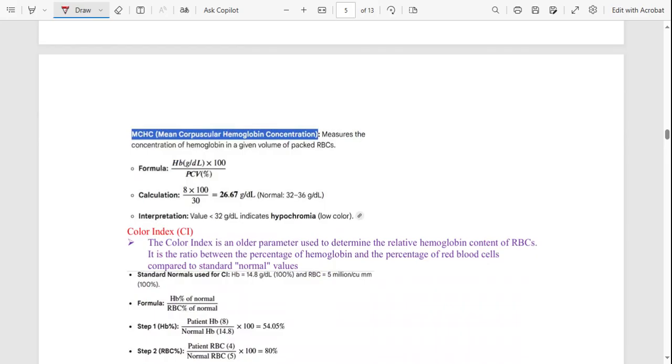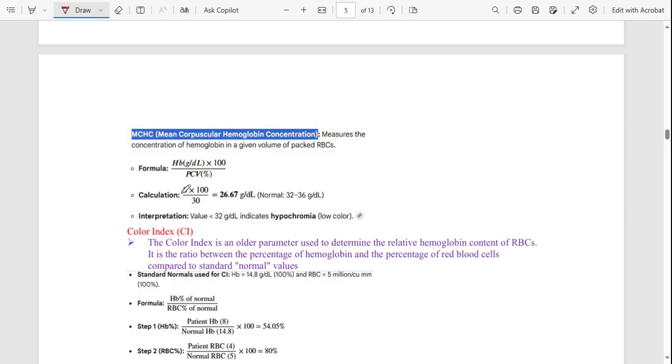Now, if you are looking at how much hemoglobin you have in a certain volume, not in one red cell, but like you've taken a good sample of blood, and then in all of them, how much hemoglobin do you have, the average? And this one is given by HB, that is the hemoglobin, times 100 over PCV, the packed cell volume. HB here is 8 times 100 over the packed cell volume, which is 30. That will give you 26. MCHC, the normal value is from 32 to 36.